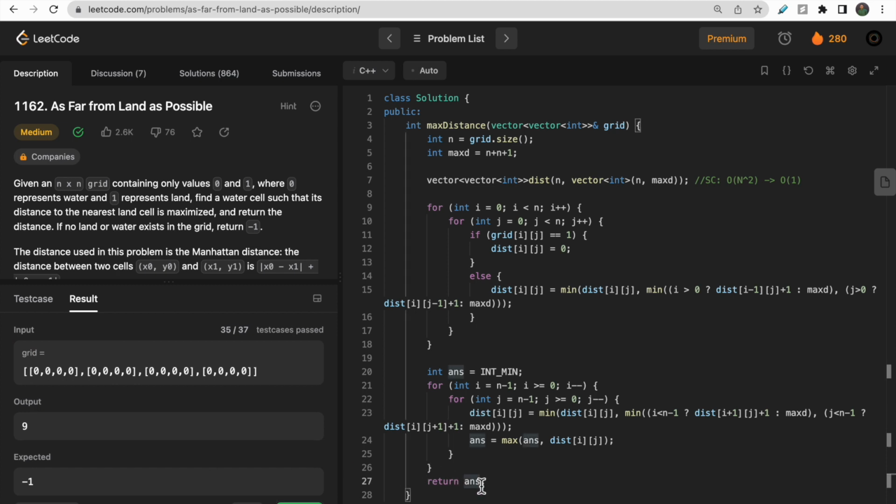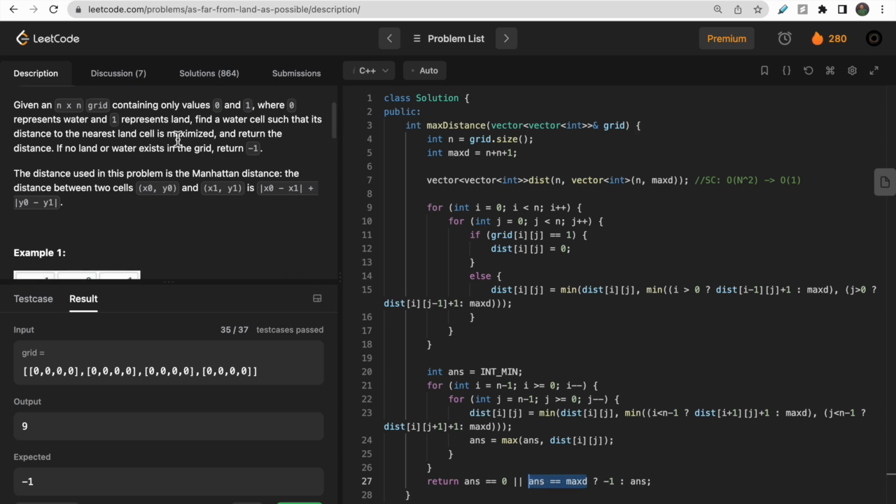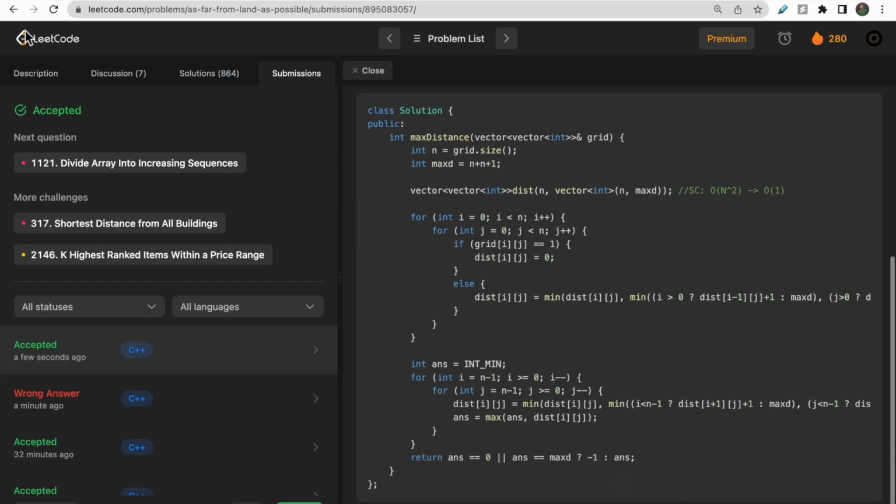So here at the answer, what we need to check is if answer equals 0 or answer equals the maximum distance, in that case we will simply return -1 as the answer. Why? Because if the answer equals 0, that means there is no water cell, and if the answer equals the maximum distance, that means there is no land cell, right? So if there is no land cell or no water cell, then we would return -1 as the answer. Now let me try to submit this again. So guys, as you can see, our code got accepted.